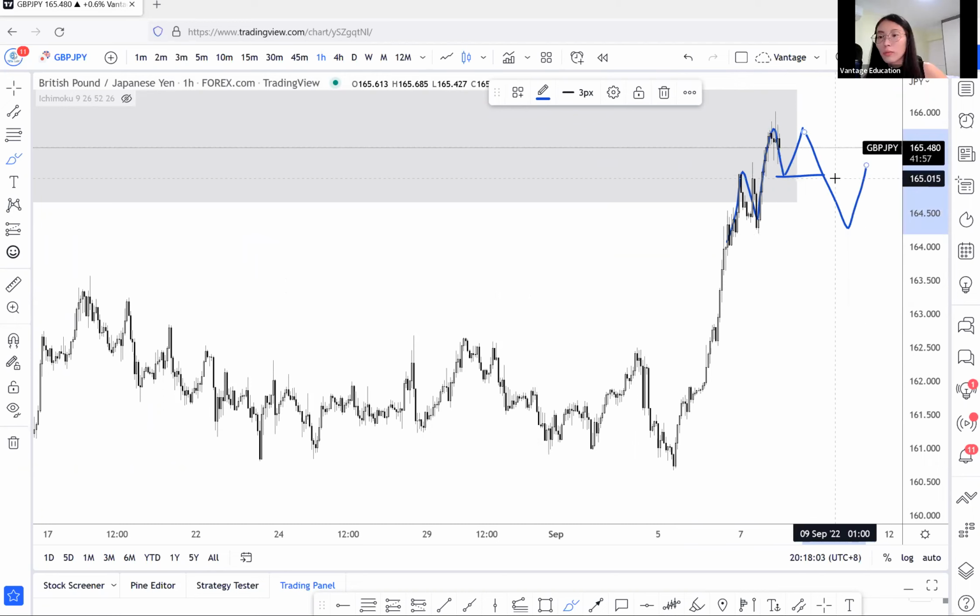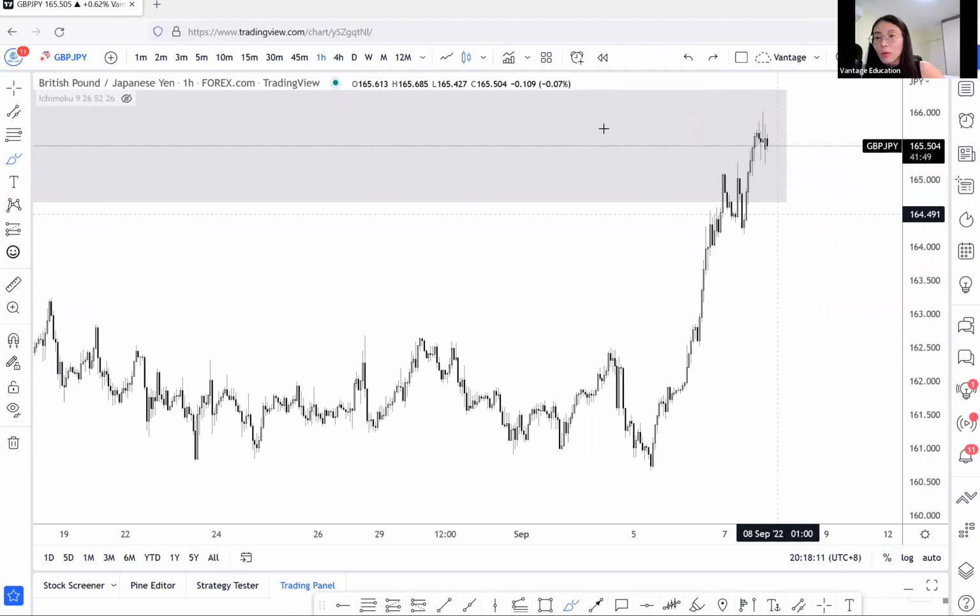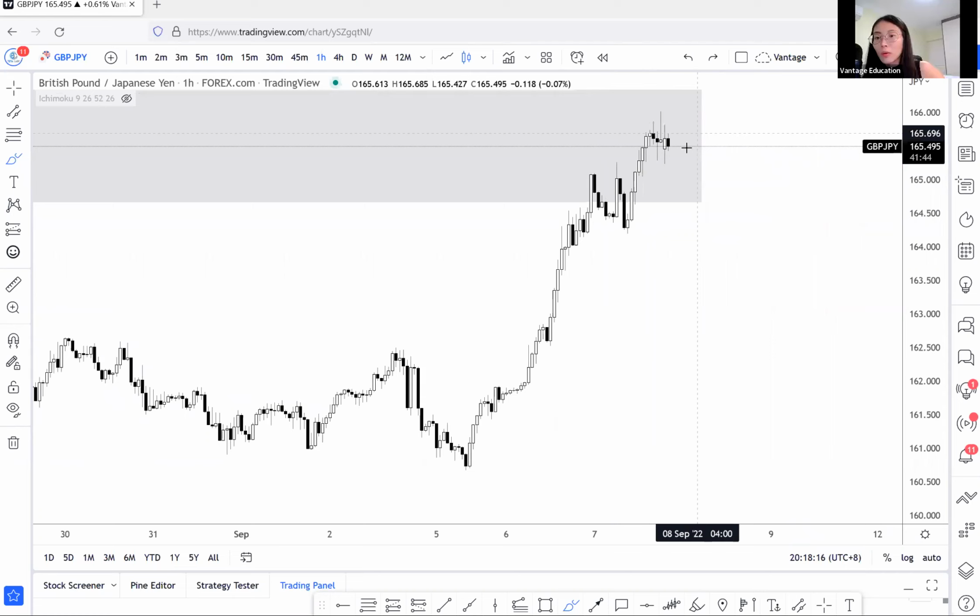So with that in mind, what we want to do is to identify support regions on the smaller time frame. So this is currently what we have on the 1 hour time frame. If you zoom in further, you can see that this is the region that we want to focus on, right? Given that prices tap into this daily support area that we have.